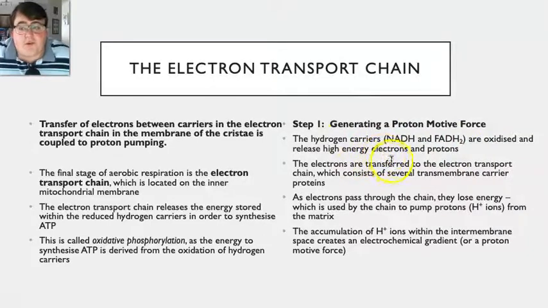These electrons are transferred to the electron transport chain through several transmembrane carrier proteins. As they pass through the chain, the electrons lose their energy, which is then used by the chain itself to pump protons, or hydrogen ions, across the membrane. This accumulates hydrogen ions in the intermembrane space between the inner and outer membranes of the mitochondria and creates an electrochemical gradient, otherwise known as a proton motive force.